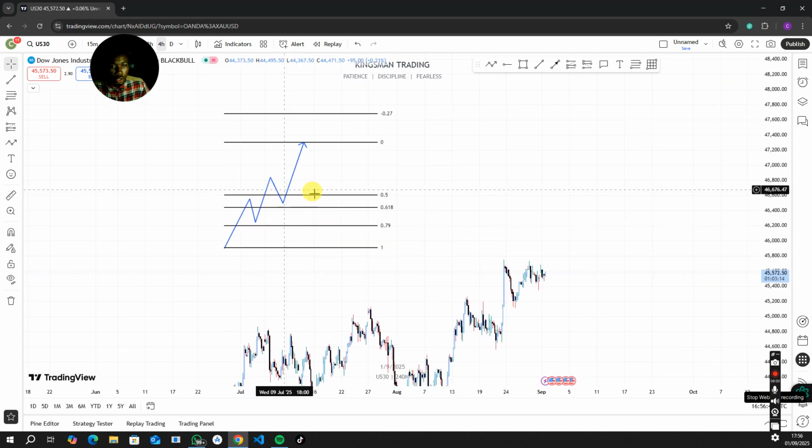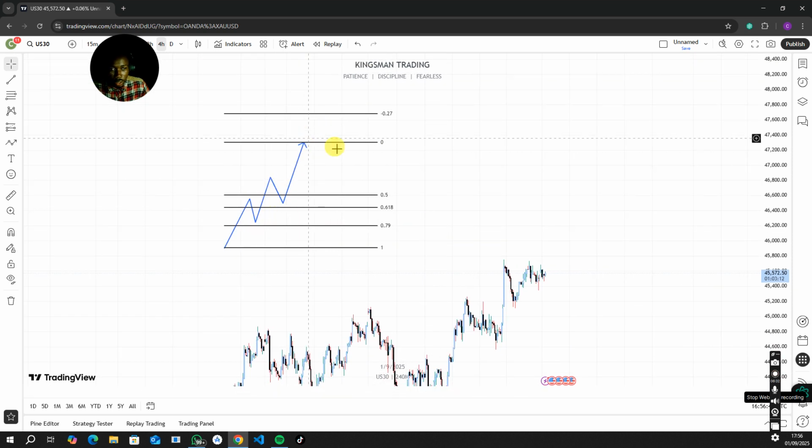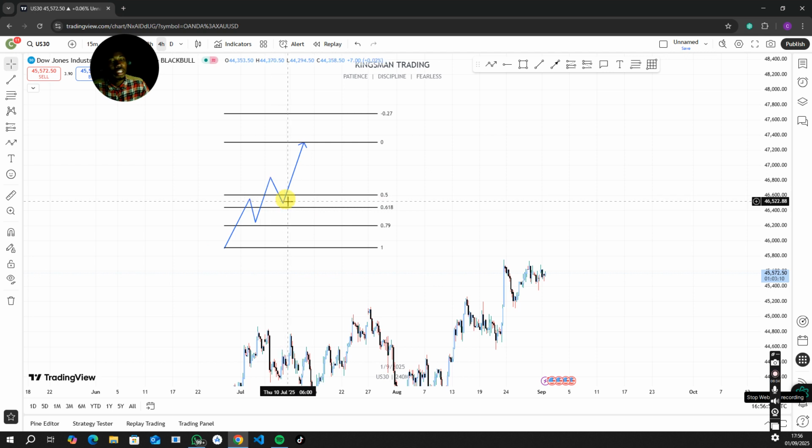So right now, mind your liquidity. There must always be a liquidity, and your liquidity must fall below the 50% level or the 0.5. Right here now, we can identify this as our inducement or structural liquidity. We can identify this as your liquidity, and then this is your POI.